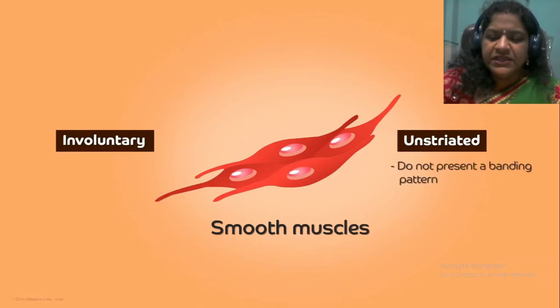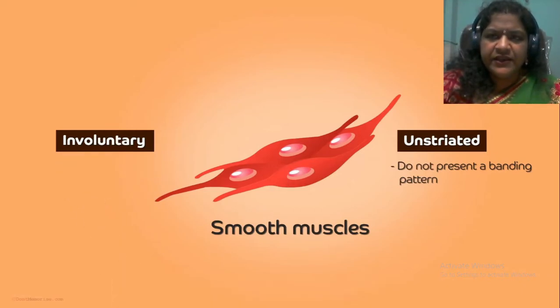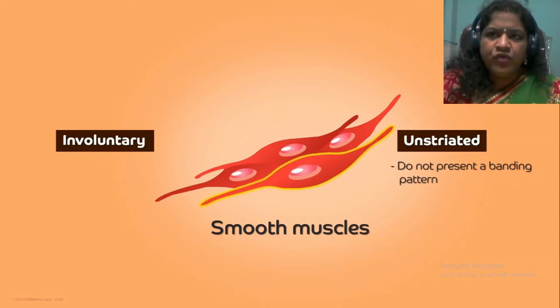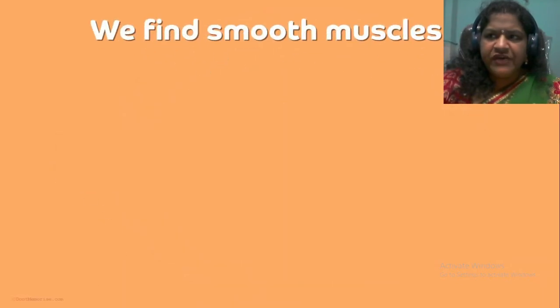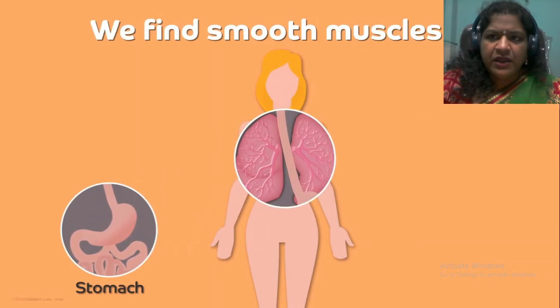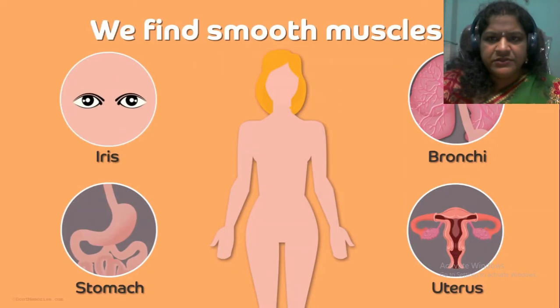Now we can guess the nature by the names itself, smooth or unstriated, because they do not have any striations or banding patterns when stained and observed with a microscope. Instead, they have spindle-shaped uninucleated cells and are involuntary. Yes, because their activity is not under our control. We find smooth muscles in the stomach, bronchi, uterus, and also in the iris of the eyes.